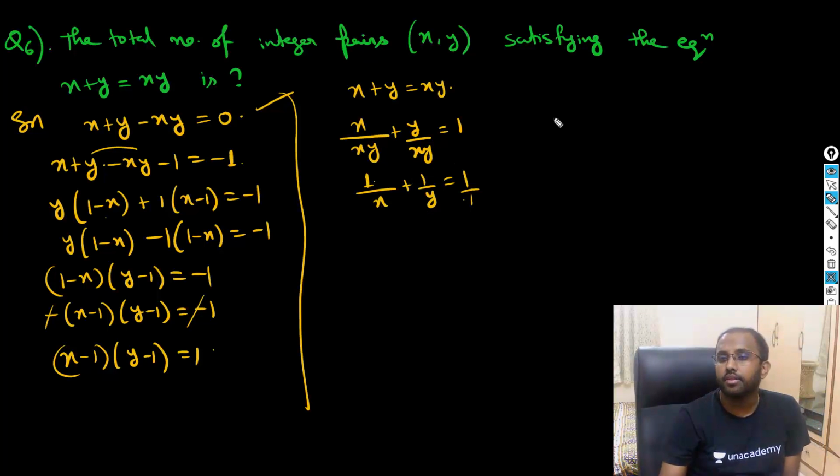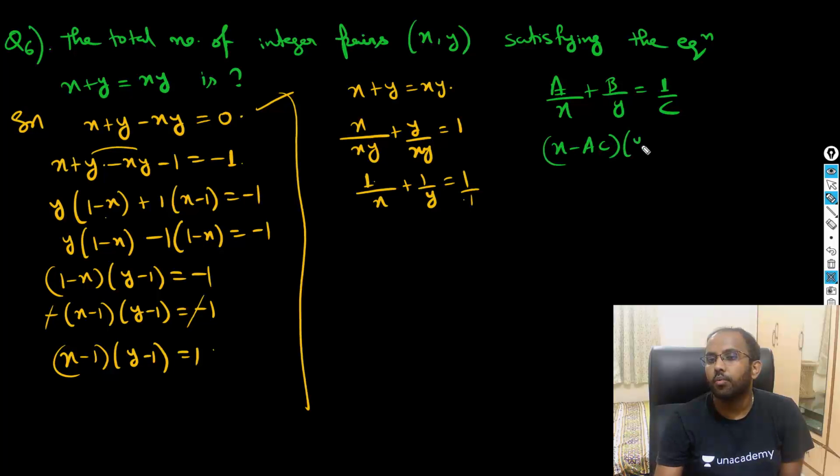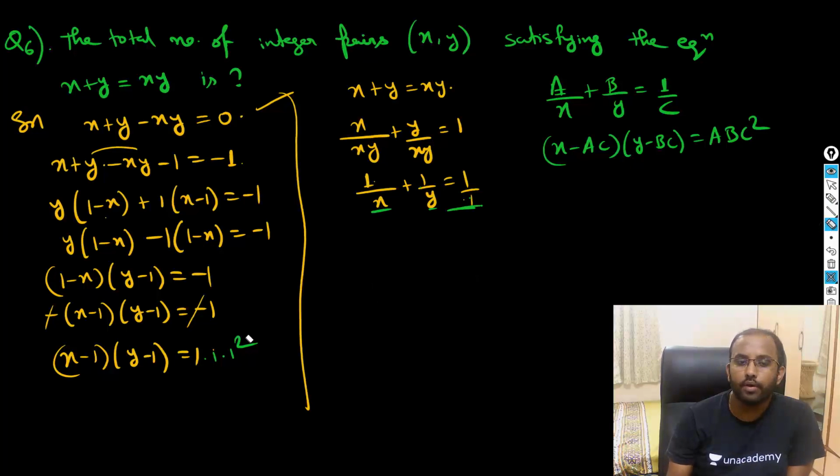So basically, if you want to know the formula, if we have, let's say some a by x plus b by y is equal to 1 by c form, it is actually x minus ac into y minus bc is equal to abc square. If you try to observe here, this is x minus 1 into y minus 1 is equal to 1 into 1 into 1 square, like this. So it's ultimately 1 only, right?